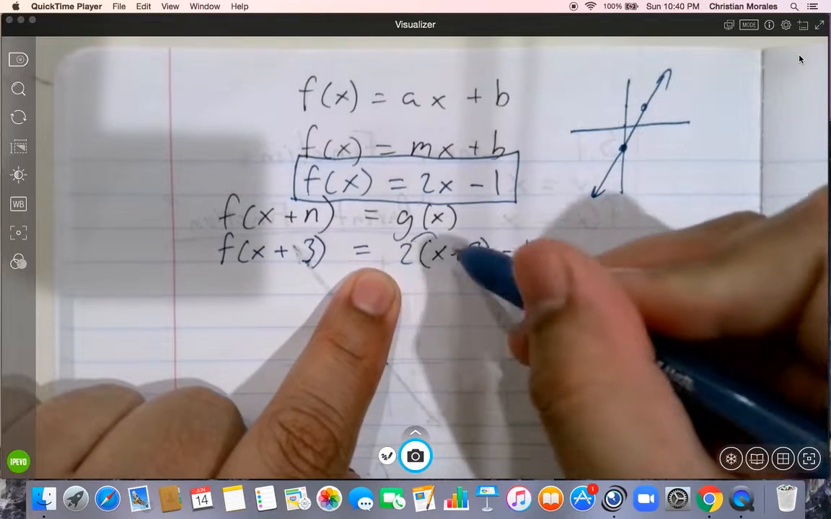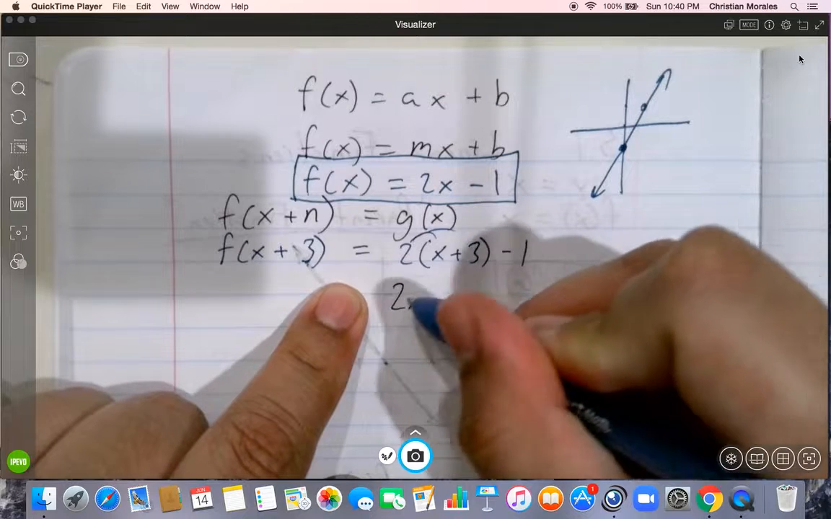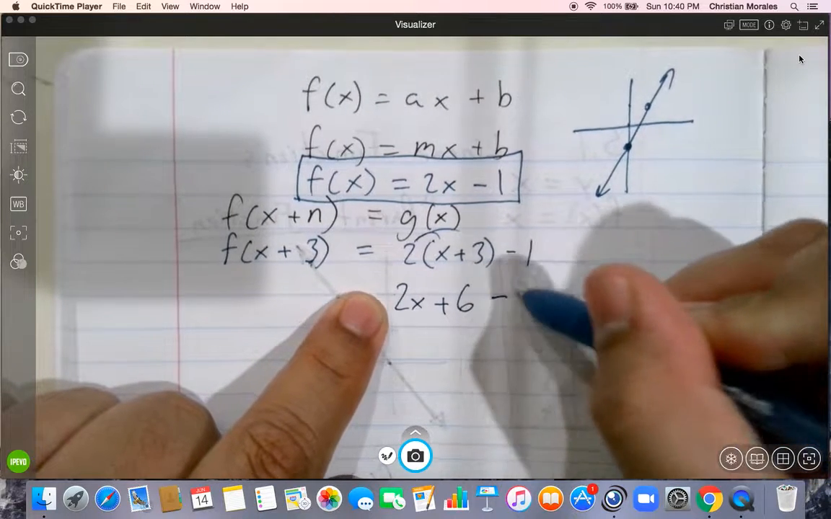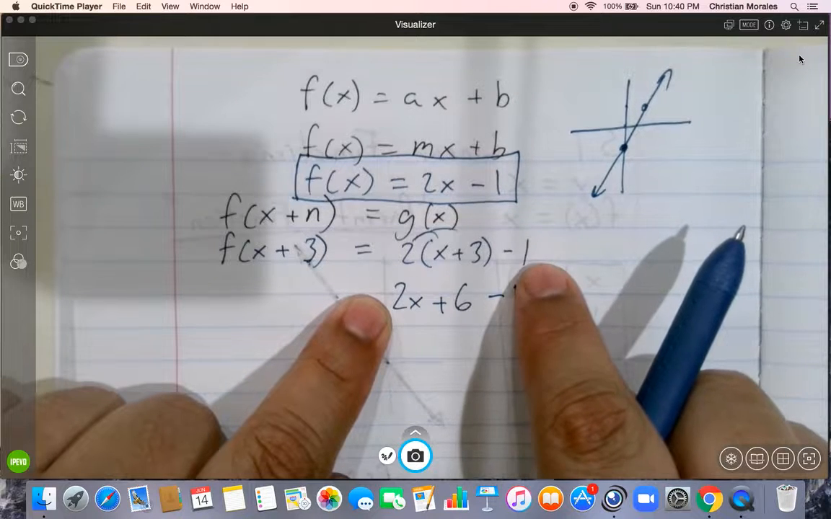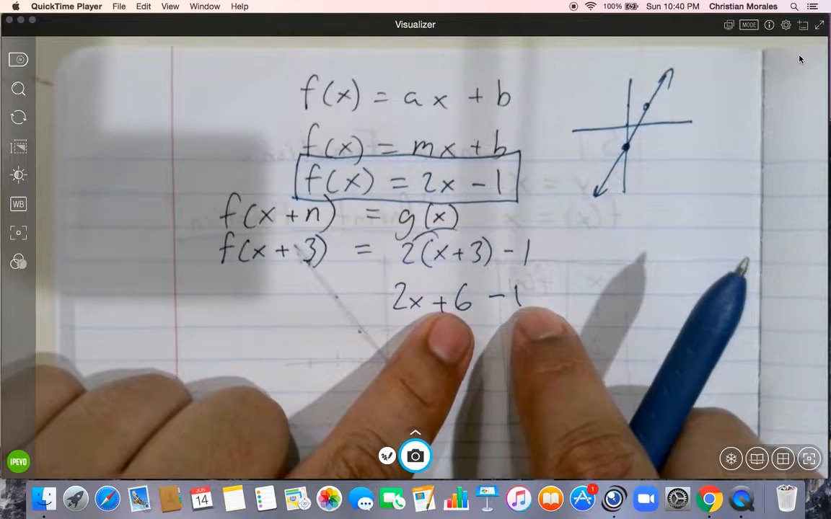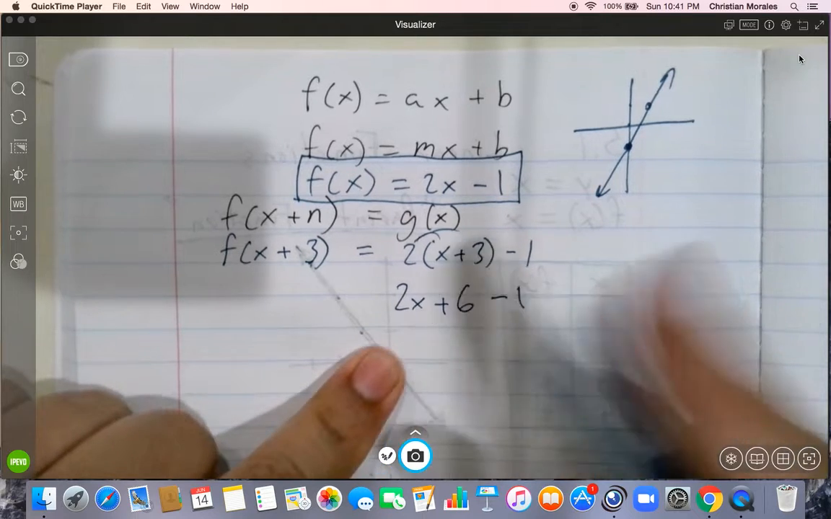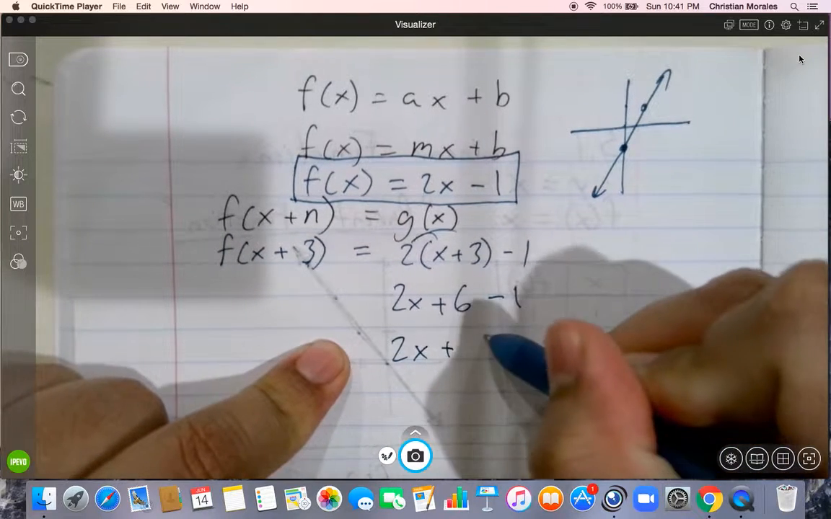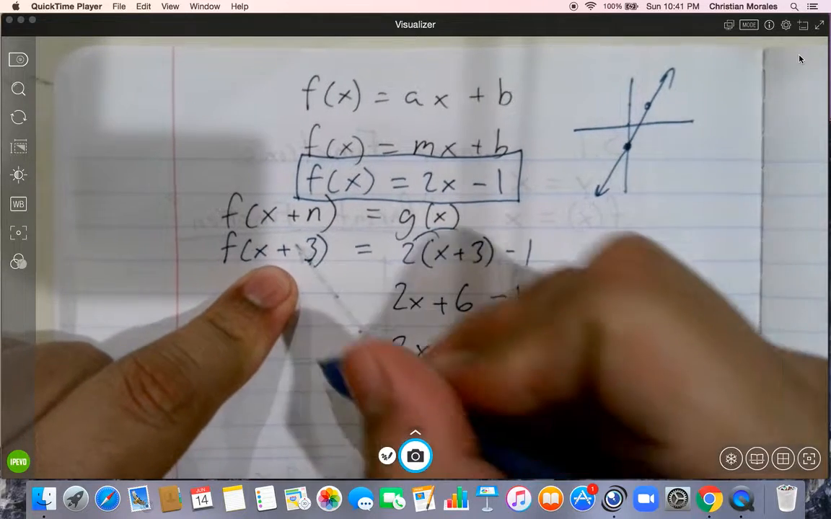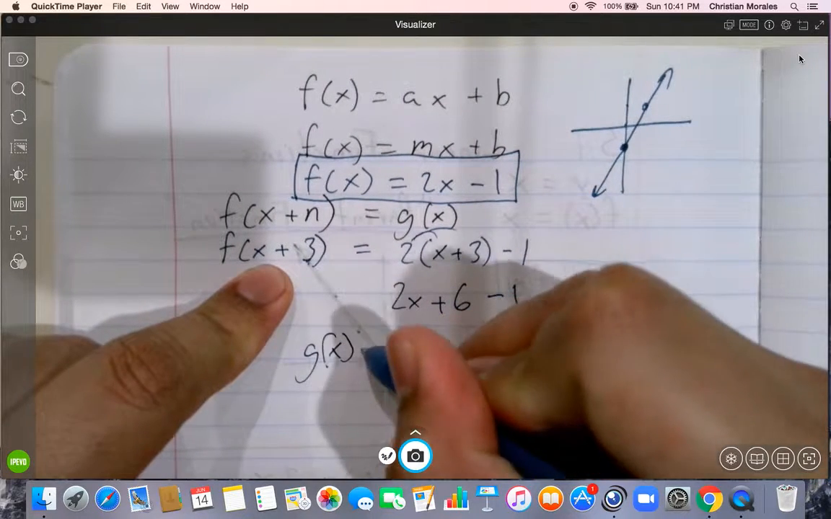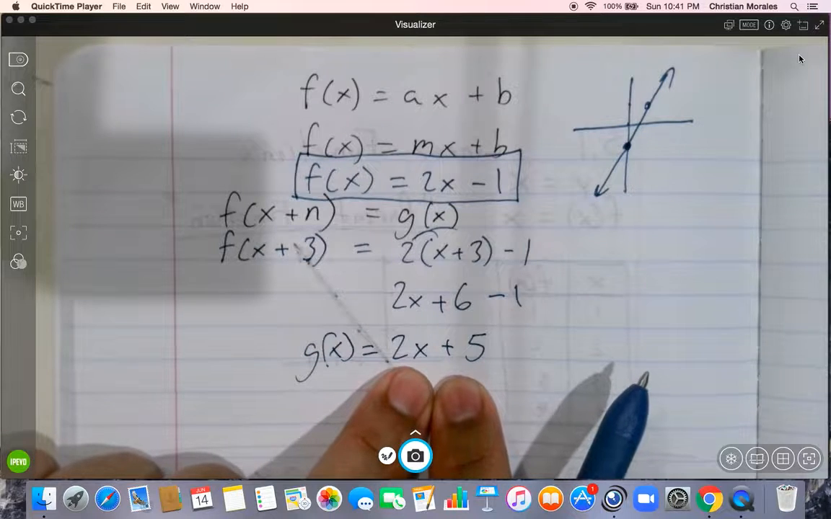So you can distribute 2x, so you get 2x plus 6. You don't multiply the negative 1 though. The negative 1 doesn't change. It's not in the parentheses. But now you have these two terms, these two whole numbers that you should probably subtract, and you get 5. So when you do this to the function, the new function is 2x plus 5.